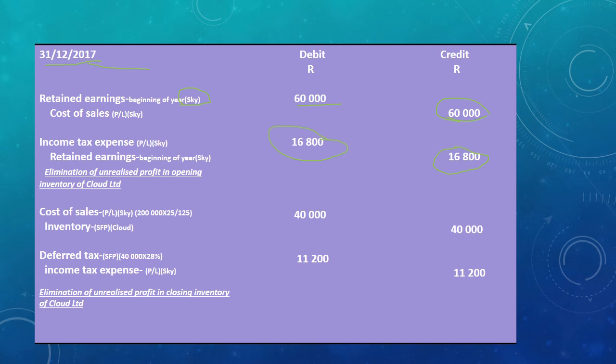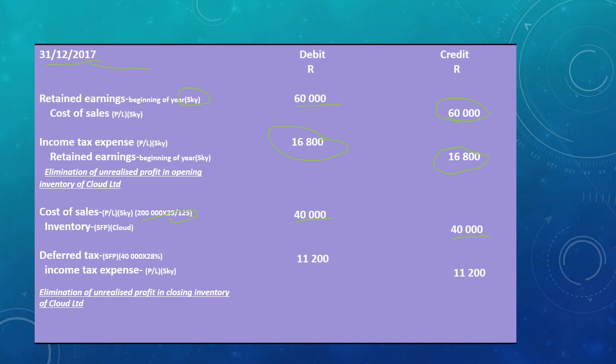In this case, the inventory which was on hand was 200,000. So we multiply that by 25%. This is the 25% to remove the unrealized profit, which turns out to be 40,000 in this case. We're going to debit that to our cost of sales in the books of Sky Ltd, and on the inventory side we are going to credit it, which means we are removing the inventory of 40,000. Remember, inventory, since it's an asset, decreases on the credit side. This is your basic accounting equation, just in case you forgot about that.